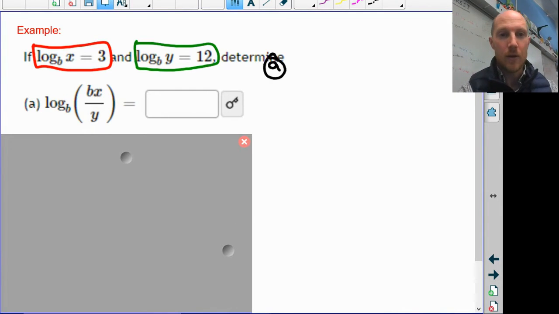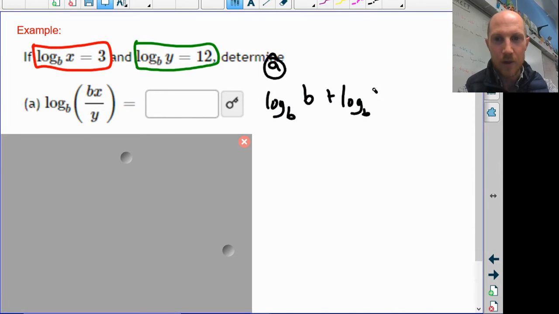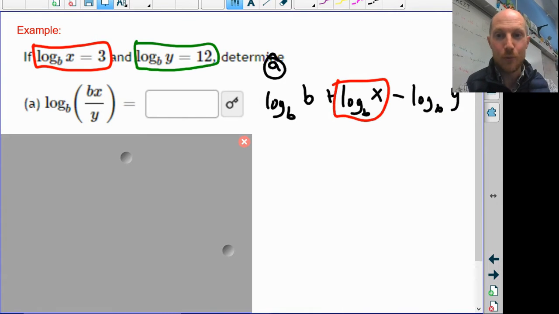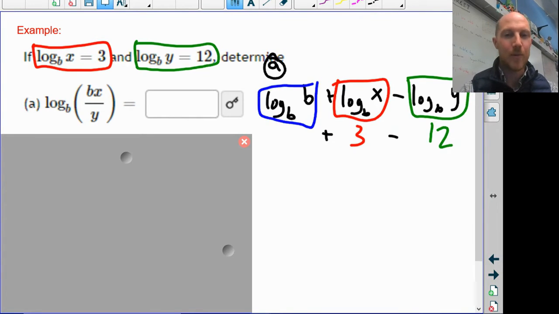Okay, so expand. All right, so I've got log base b of b times x divided by y. So I can just expand log base b of b plus log base b of x, and then subtract log base b of y. Okay, so log base b of x, that's 3 now. Log base b of y, that's 12 this time. Subtracting. What about this part? I don't know what log base b of b is. It didn't tell me that. What? Okay, don't panic. Log base b of b.